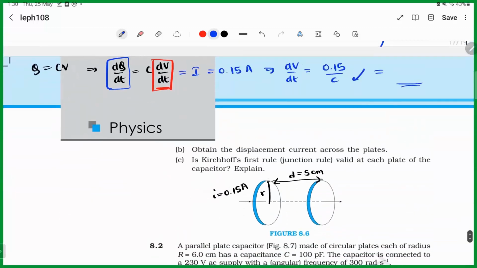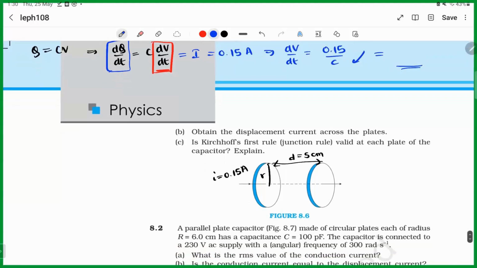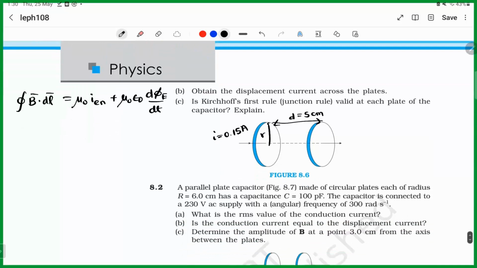Okay, so that is also easily solved. Now, obtain the displacement current across the plates. What is displacement current? Going back to Maxwell's equation, the complete equation is the integral of the magnetic field around a closed loop equal to mu naught I enclosed plus mu naught epsilon naught d phi by dt, the rate of change of electric flux. Electric flux is a scalar, right? This term is called the displacement current, I_D, because it behaves like another current, a kind of pseudo current, which doesn't actually exist, right?